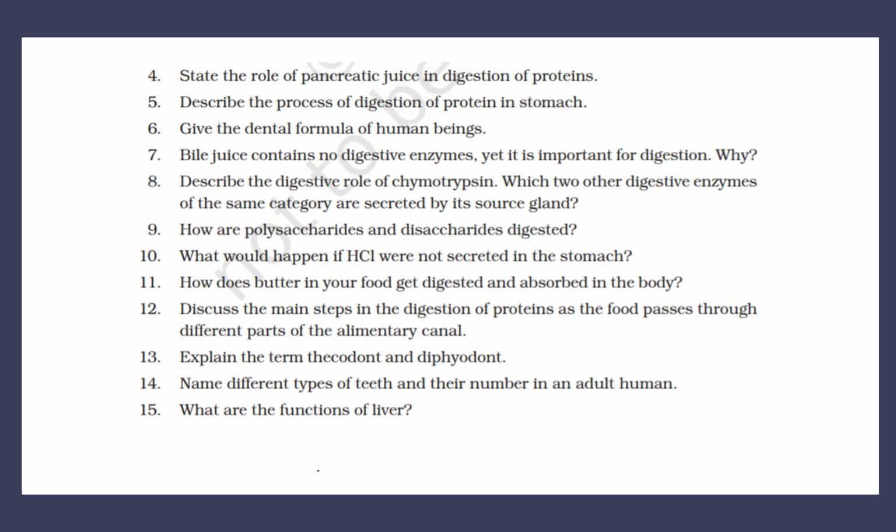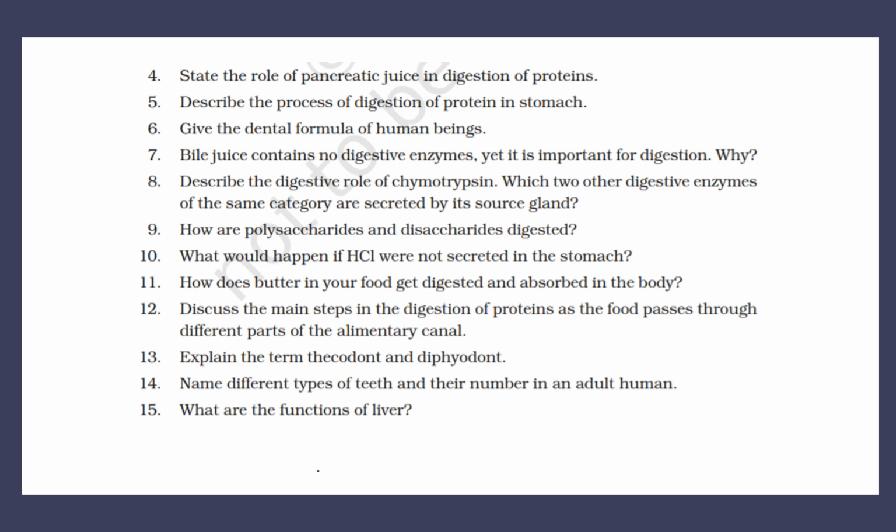So, as we have already discussed, pepsinogen, which is in inactive form, is converted into active form by the acidic medium provided by HCl. So, if HCl is not produced, then pepsinogen will not work efficiently. Next question is how does butter in your food get digested and absorbed in the body? So we have done how lipases work in our body. So butter means fat and the enzymes, lipases, work on fats and they get converted into monoglycerides and triglycerides, etc. So they act like this.